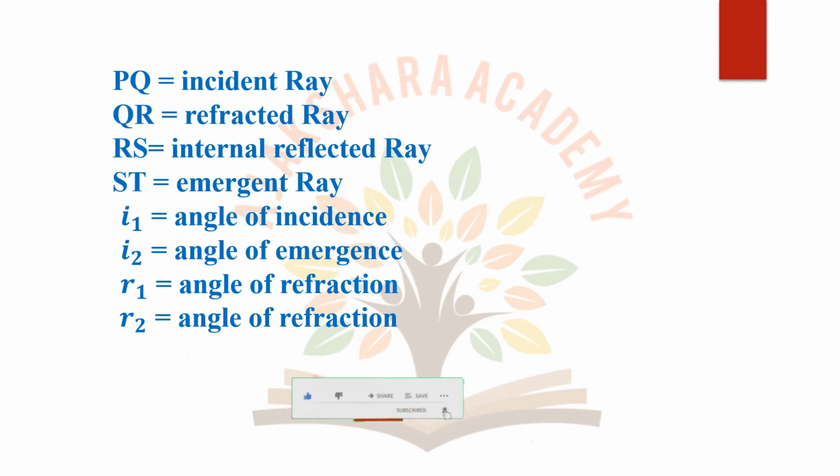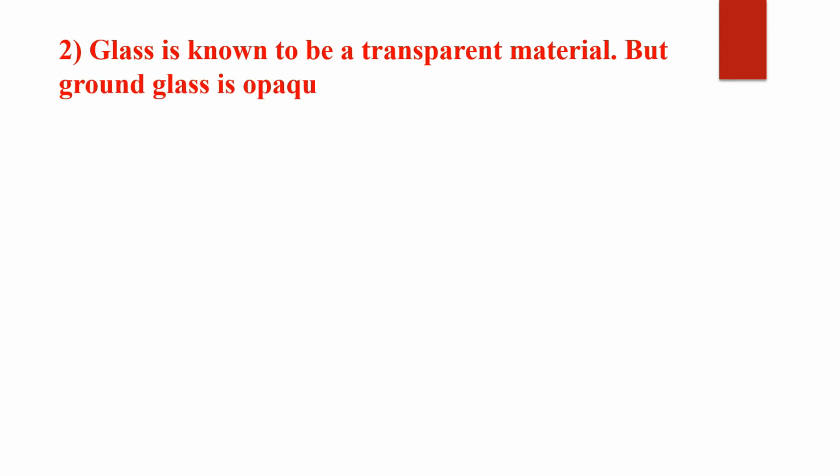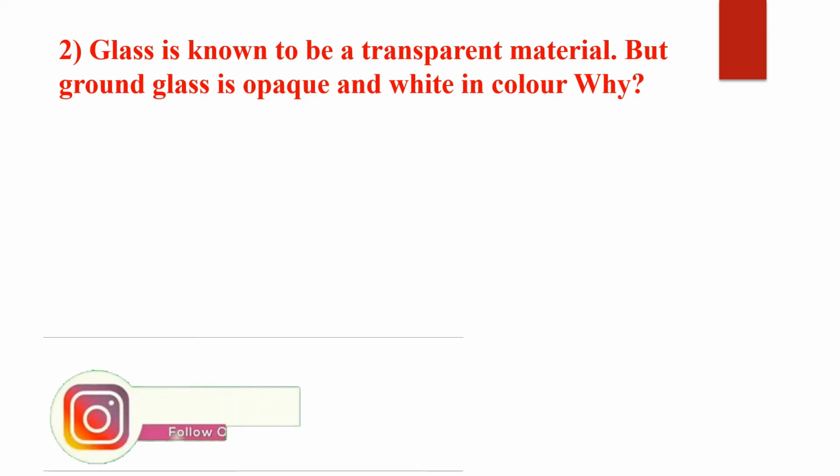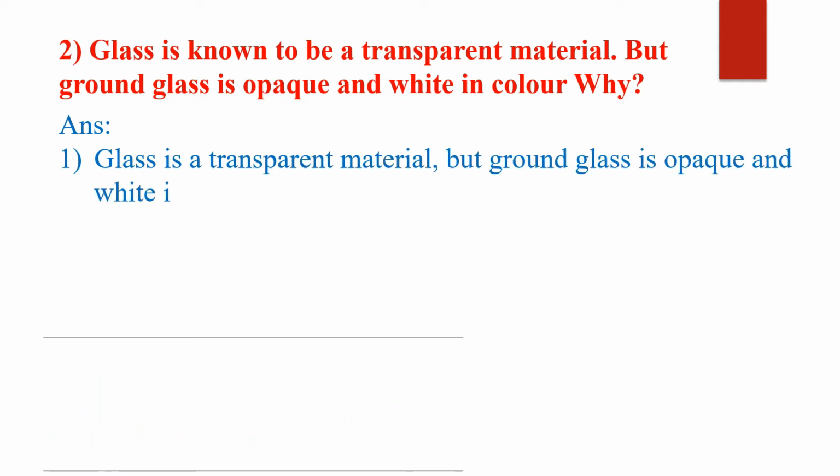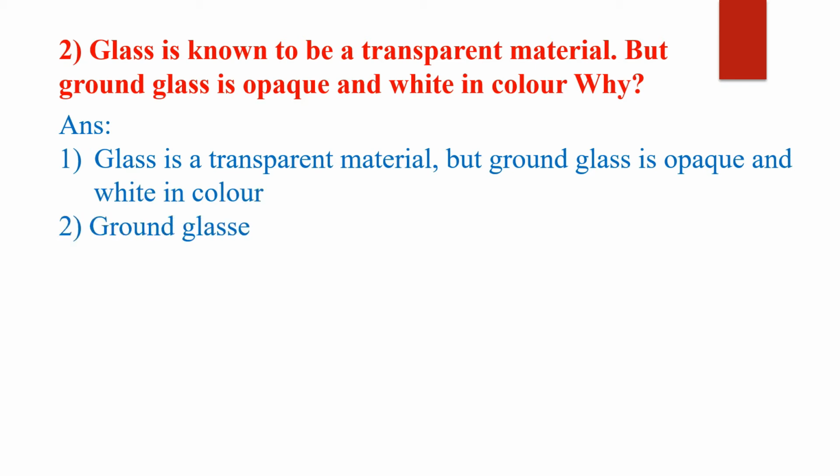Okay, next one. Glass is known to be a transparent material, but ground glass is opaque and white in color. Why? Here we know that glass is a transparent material, but ground glass is opaque and white in color. Let us discuss.